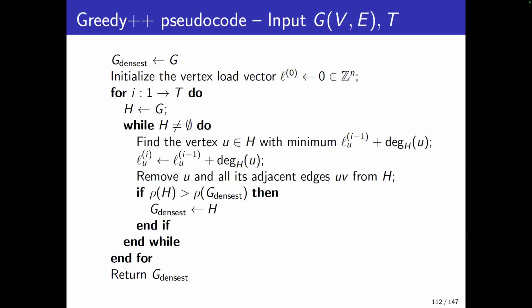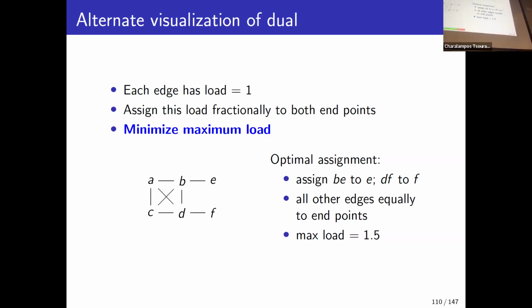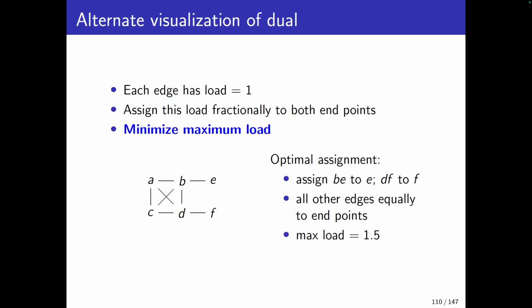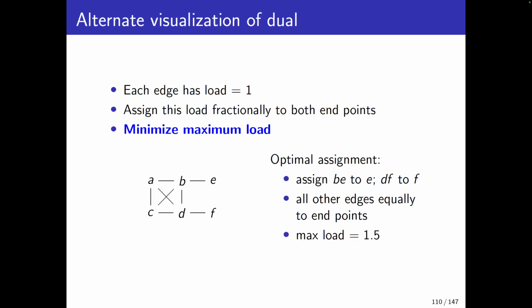So for example here, I'm pressing the wrong button. If I split the load of this edge, EB, to go all to E, so the load of this one will go 1 to E, and B will get 0 from this edge, D will get 0 from this edge, F will get 1, and the rest of the edges split the load equally, 0.5, 0.5, then the maximum load is 1.5, which is exactly the optimal degree density. Why? Because the densest subgraph is this clique here, which has 6 edges divided by 4, it's 3 halves. Isn't it beautiful? It's a very elegant result, right?